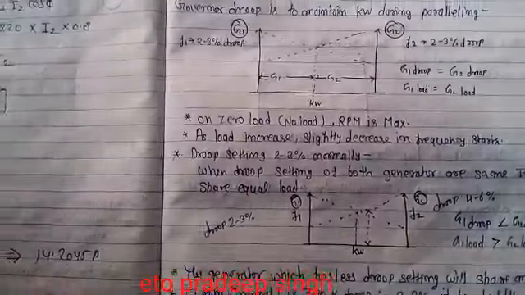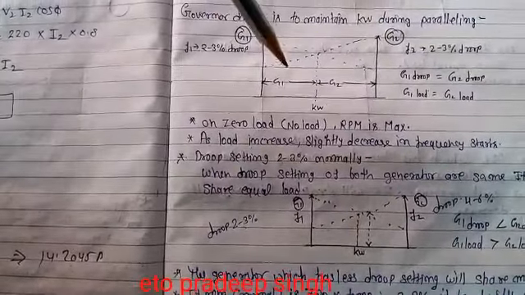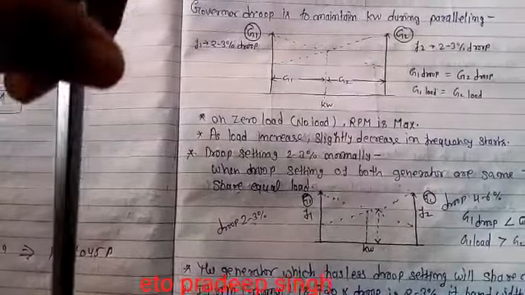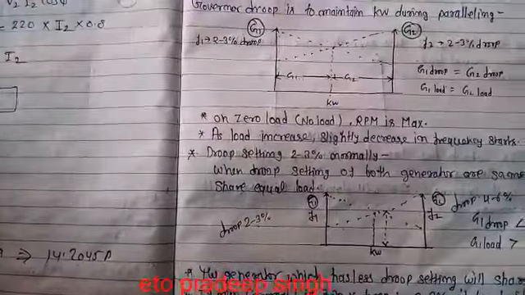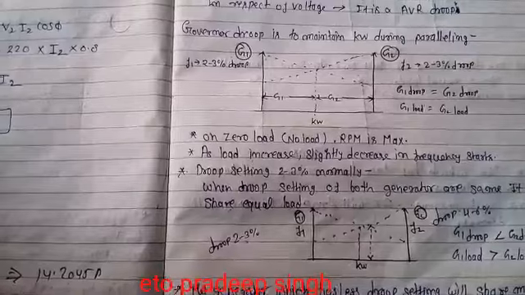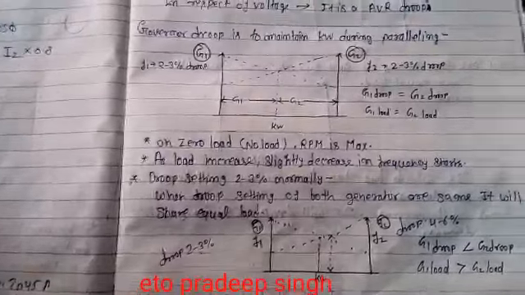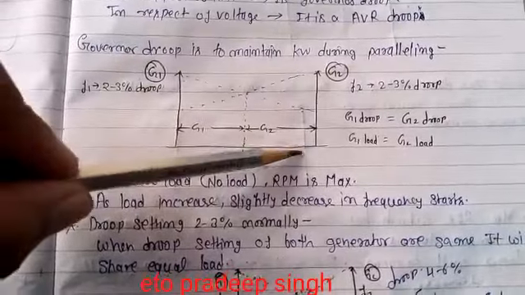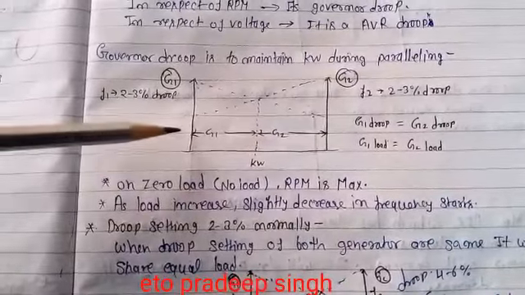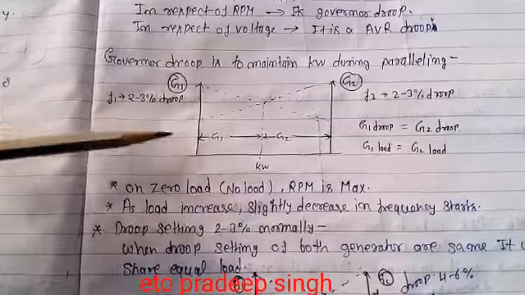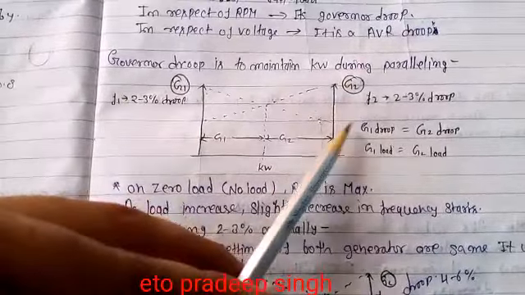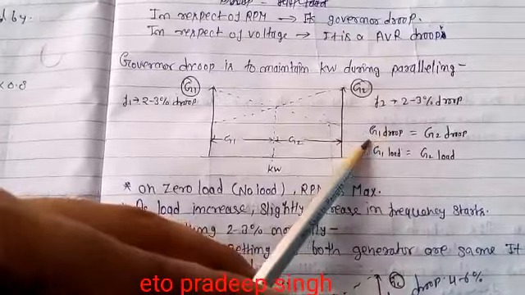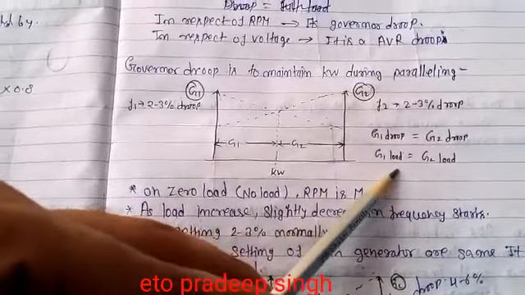Governor droop is to maintain the kilowatt during paralleling. First of all, here are two generators, generator 1 and generator 2. The first generator's droop setting is 2.3% and the second generator's droop setting is also 2.3%. That means equal droop, equal load.